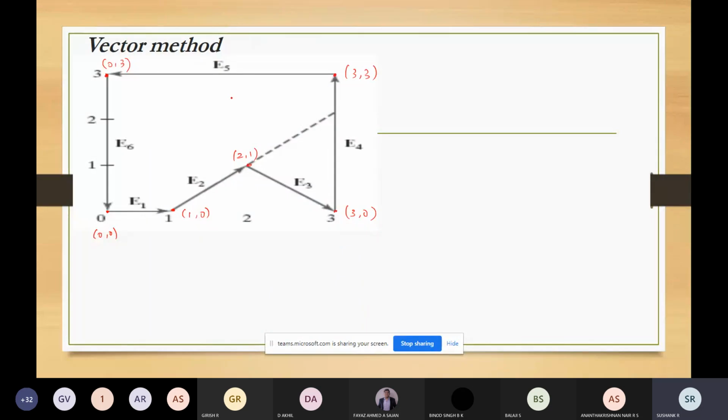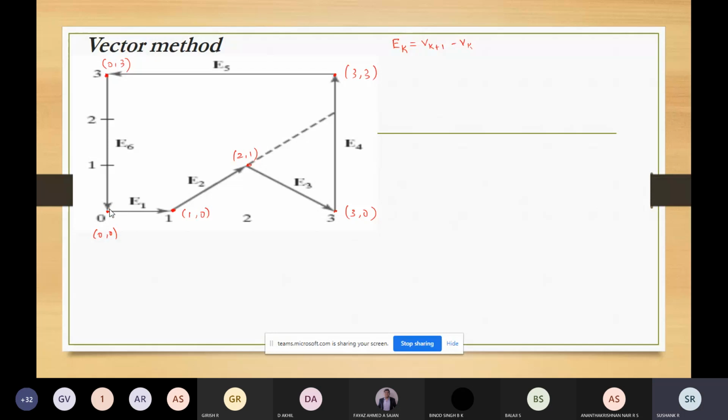The first step in this vector method is to form the edge vectors. How do you form the edge? Edge k is equal to vertex k plus 1 minus vertex k. So this is how the edge will be formed, based on this formula, the difference between vertex k plus 1 and vertex k. This is how we should find the edge vector.